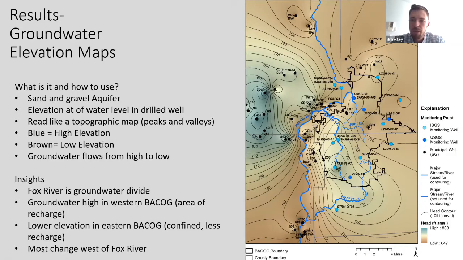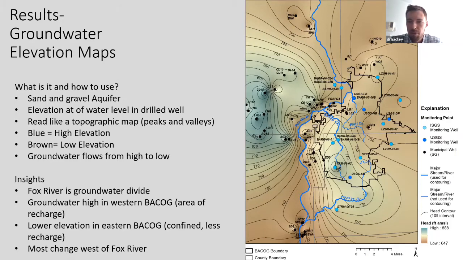And so because we have sort of a mixed unconfined and confined area, this is sort of a hybrid between what typically is referred to as just a water table elevation and what's referred to as a potentiometric surface. So these maps essentially combine those two. And so you could basically read these like a topographic map. So there's peaks and there's valleys and low spots. And so the blue shaded colors are the high elevation and the darker browns are the lower elevations.